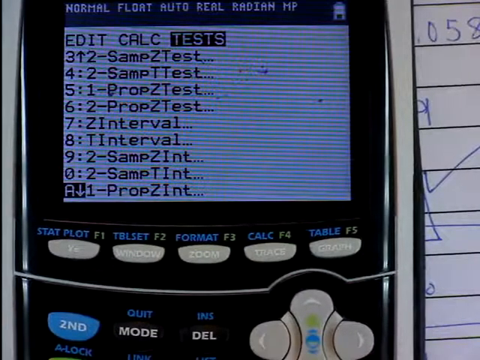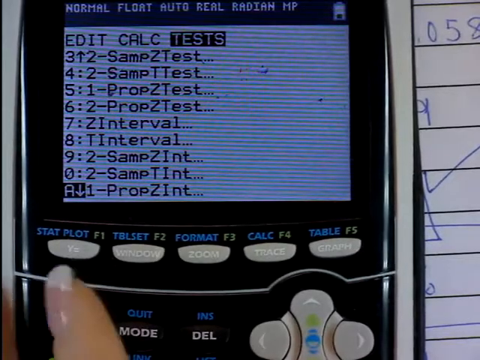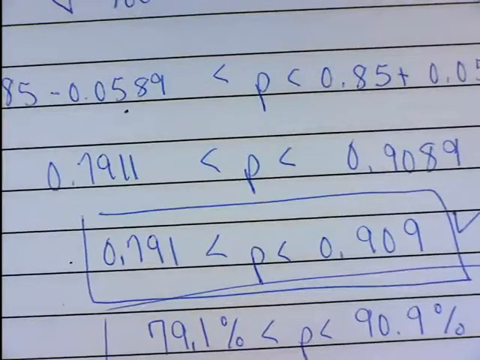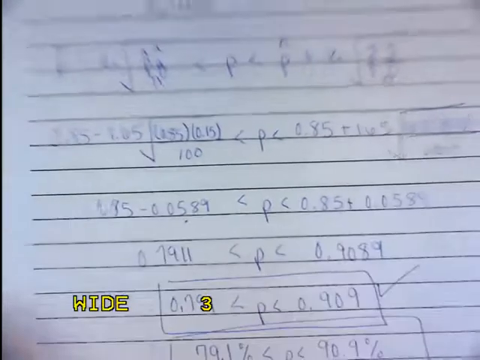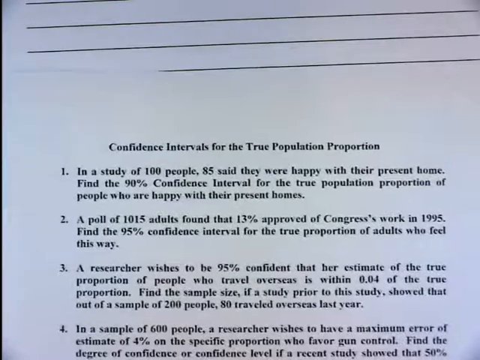1-PropZInt. I love these. These are actually my favorite of the entire chapter, the proportion problems. I would like to show you problem number 2. A poll of 1,015 adults found that 13% approved of Congress's work in 1995. Find the 95% confidence interval for the true proportion of adults who feel this way.